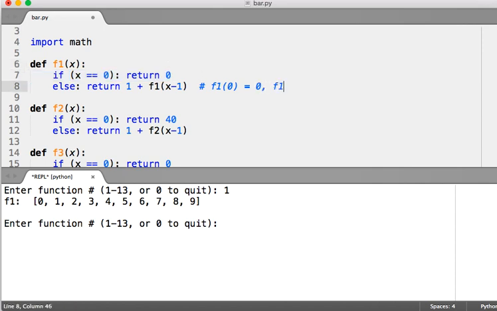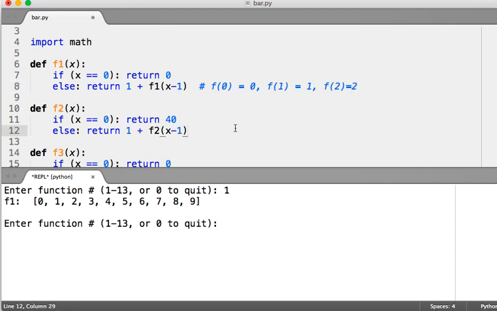Well, f1 of 1 is 1 plus f1 of 0, which is 1 plus 0, so that's just 1. And by the way, for now I'm just going to say f for this function. F of 2 is 1 plus f of 1, which is 1 plus 1, so that's 2. And so now we see we're off to the races.